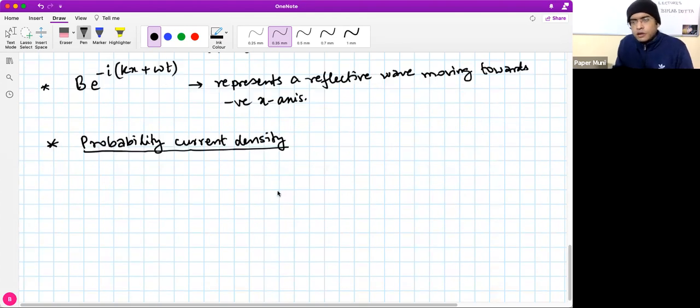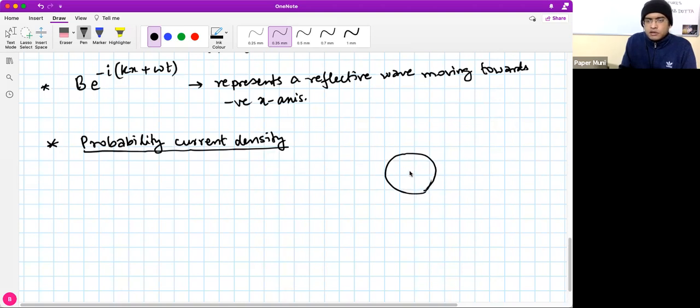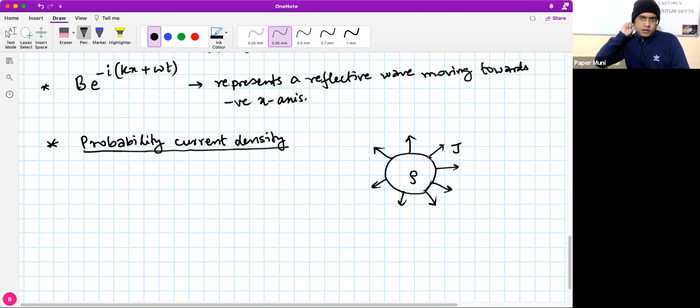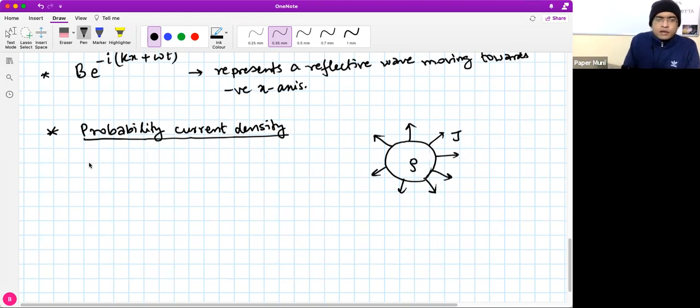If you recall from EMT, electromagnetic theory, you can derive that if you have a charge distribution, where rho is the charge density, and there is a flow of current, this is a volume charge density and the flow is the current density J. This is the example I'm taking from EMT, just to show you a comparison.